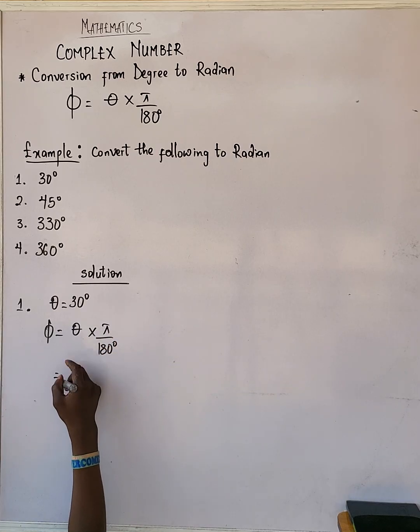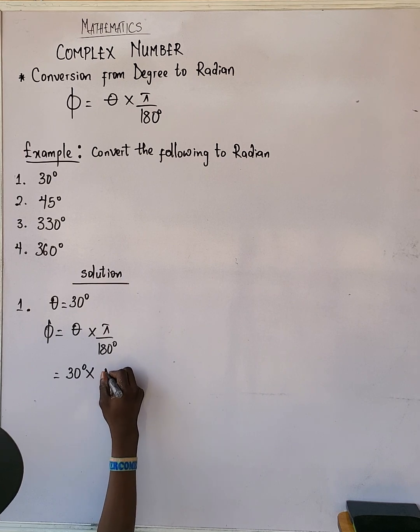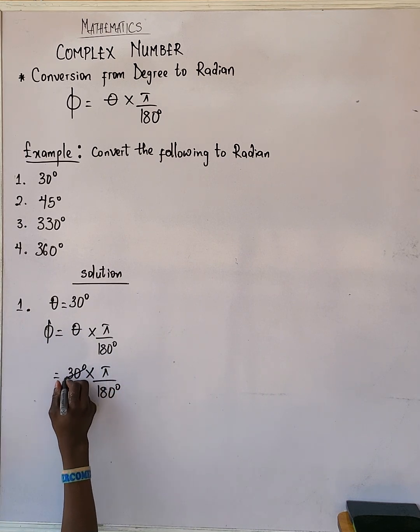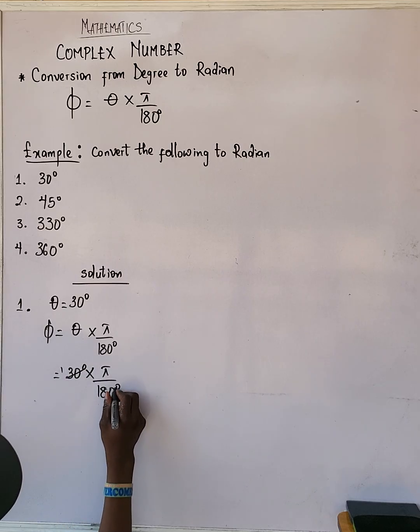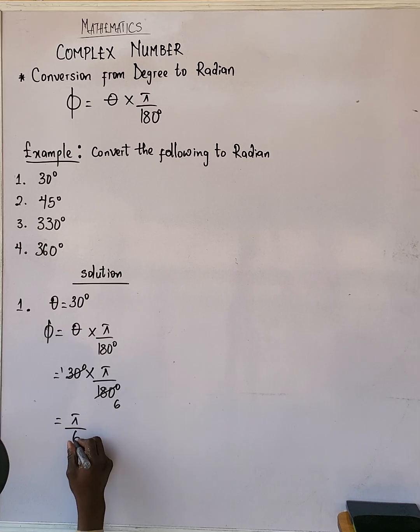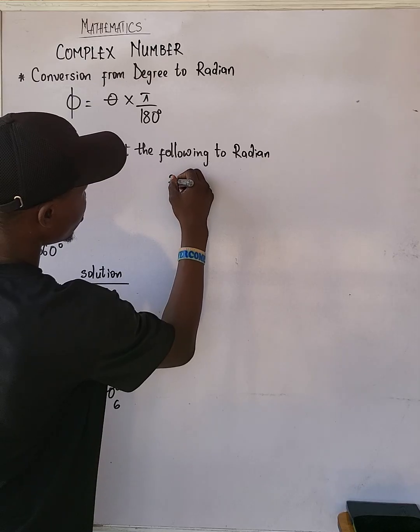Our theta is 30 degree. Then you say multiply by pi over 180 degree. So what will happen? 30 here 1, 30 in 180 will give us 6. So what will be our answer? That will be pi over 6. Pi times 1 will give us pi, then over 6. And this is how you get your radian. So that's just all. Now let's go to question 2.